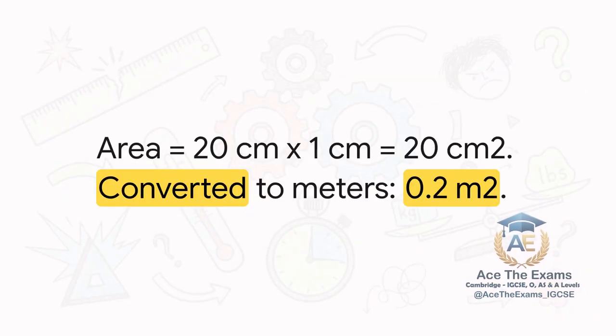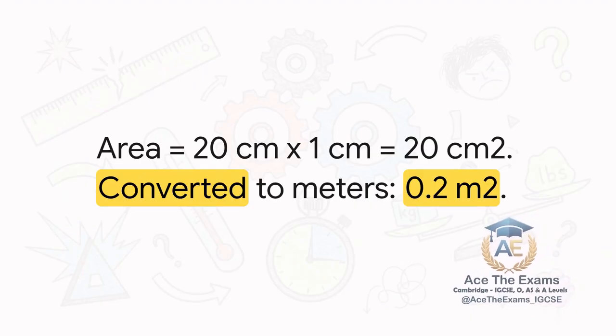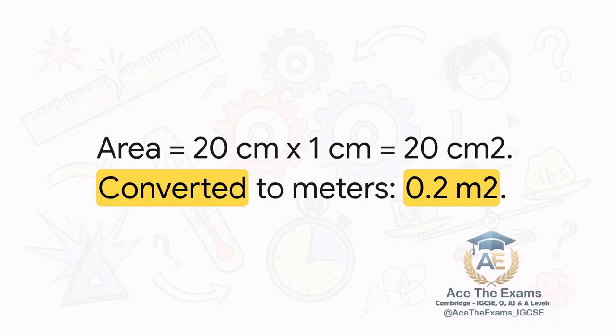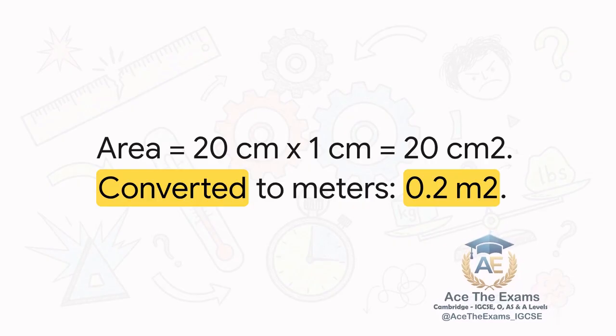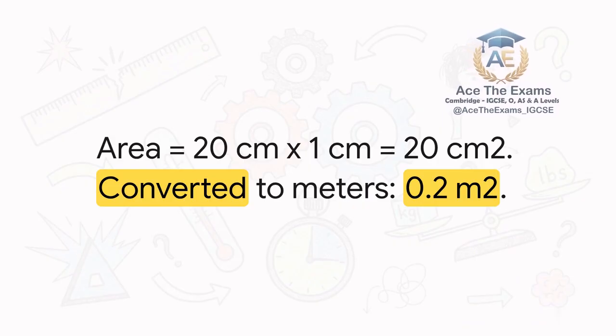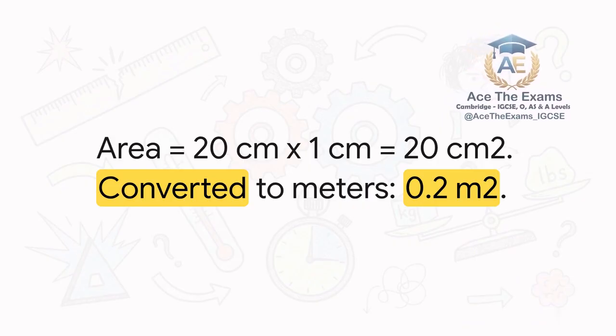Okay, put yourself in the exam hall. You're sweating over an energy or pressure question. You need to calculate an area. You take 20 centimeters, multiply it by 1 centimeter, and you get 20 square centimeters, right? Then you remember you need standard units, so you divide by 100, which gives you 0.2 square meters.